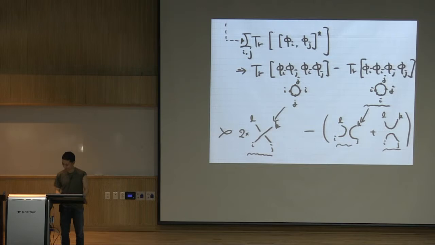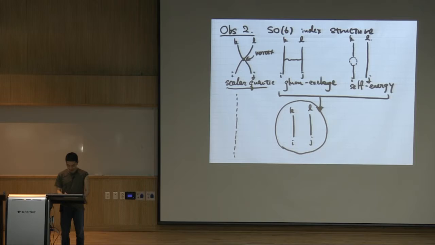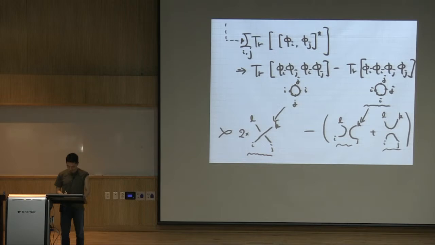OK, so this is kind of interesting, because what I was claiming is that there are several diagrams, but the second and third diagram only give you this structure, which is basically the same as this in the next slide. But only the first diagram can give you this tensor structure and this tensor structure. So basically, this is telling us that the relative coefficient between this guy and this guy is already fixed to be 2 to minus 1.